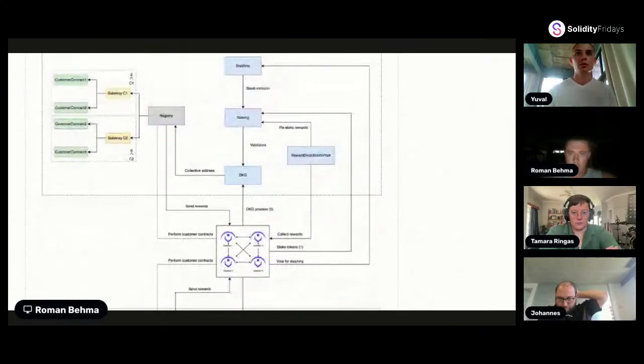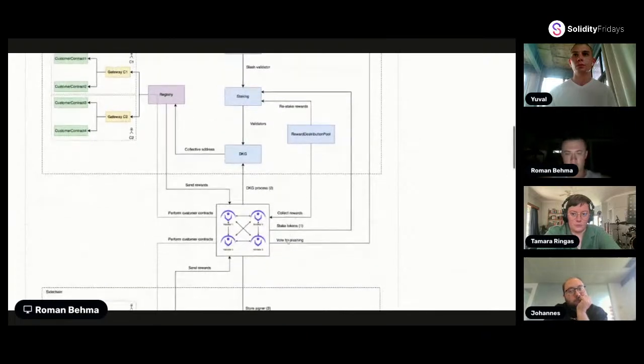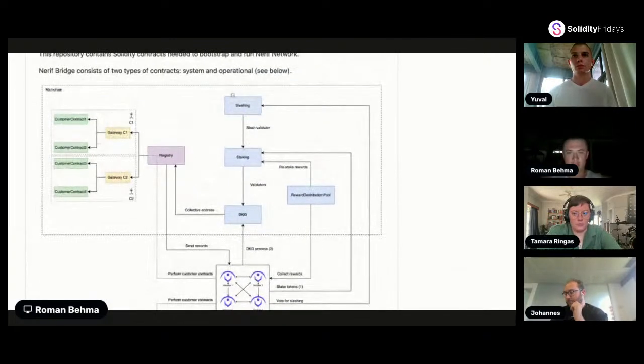Yep. So in terms of the contracts, this is the network, this is the contract. The blue contracts are the system contracts. System contracts are needed to make the Nerif network work, so this is nothing related to end users. And there are operational contracts, which are the registry contract and gateway contract. Operational contracts are needed to make the actual workflows work.